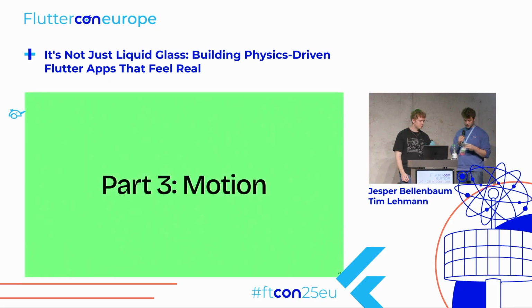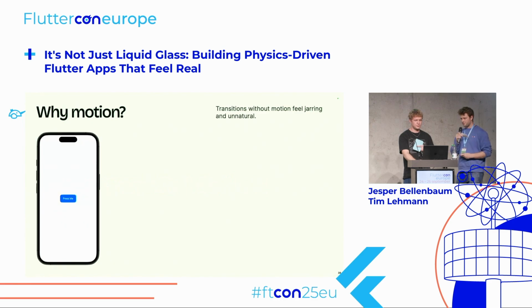All right, so the next part is motion, and I think this is a really interesting part for physicality. What we have here on the left side is a super simple application. It has one button, and if we press the button, we open a bottom sheet. But we see that something is broken here, and it's obvious the animation is missing. So without this transition, the whole thing feels jarring and unnatural.